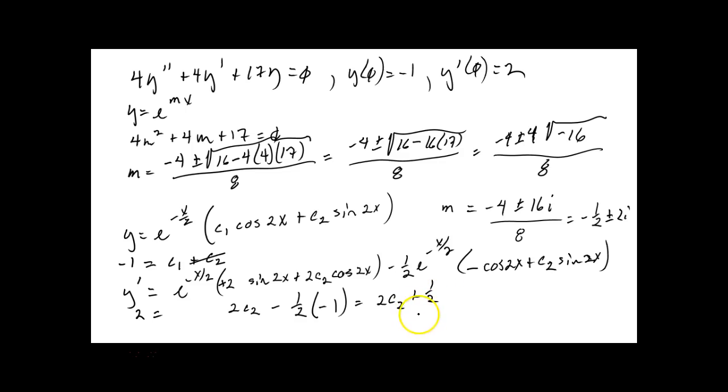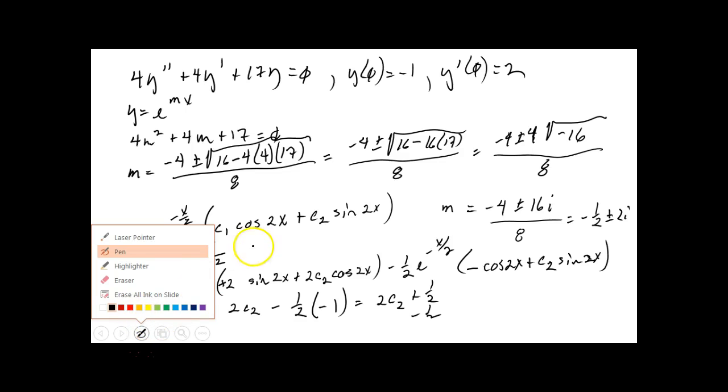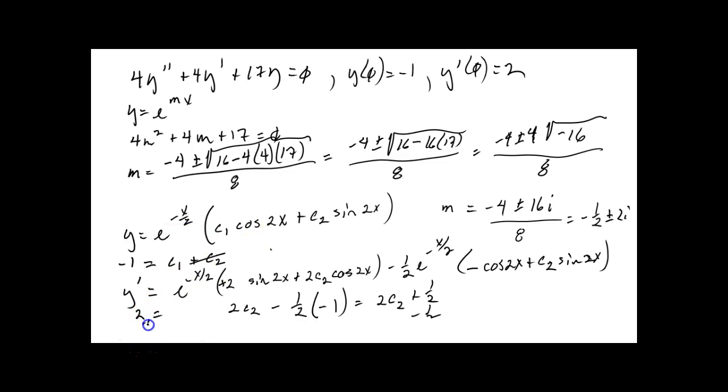Okay, so let's subtract 1/2 from both sides. Sorry, I'm running out of room at the bottom. That's going to give us 3/2 is equal to 2C2. Divide by 2, and you get 3/4. C2 is equal to 3/4.